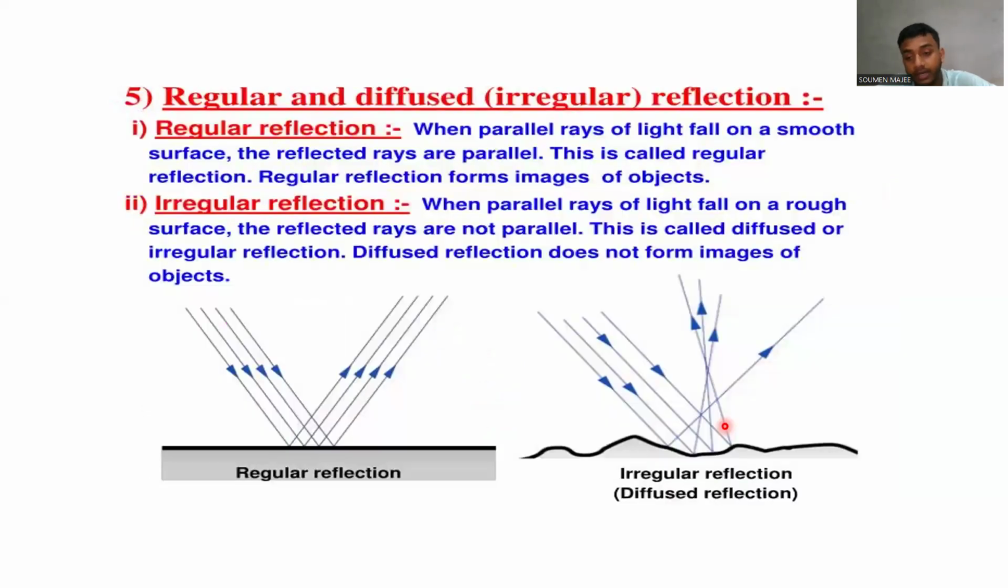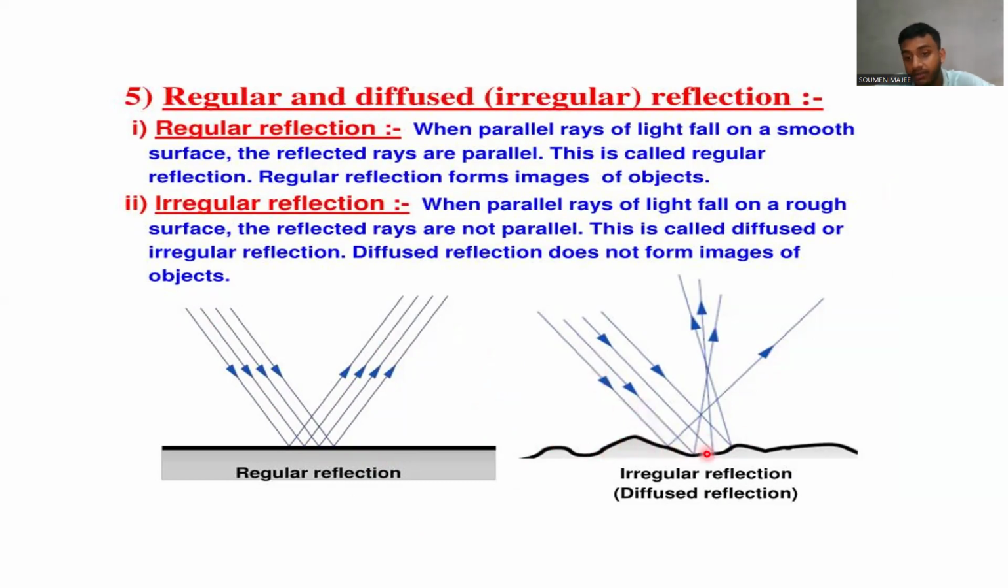Now we come to know about the surface. Generally surfaces are of two types. One is the regular one, another is the irregular one. In a regular surface, what happens? When parallel rays come, they are also reflected as parallel rays. But for an irregular surface, that is, in this type of surface, what happens?